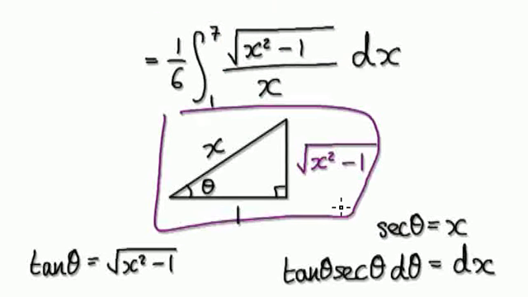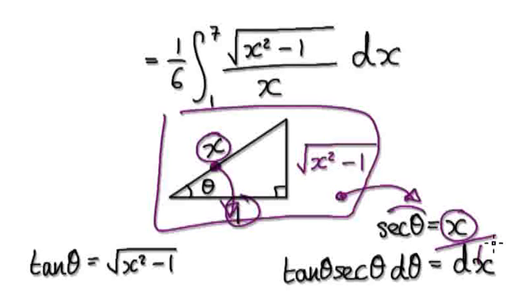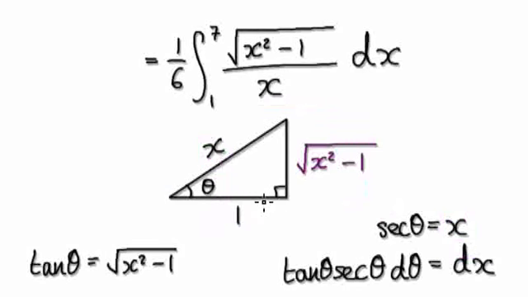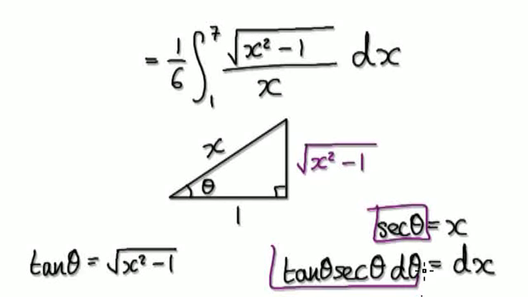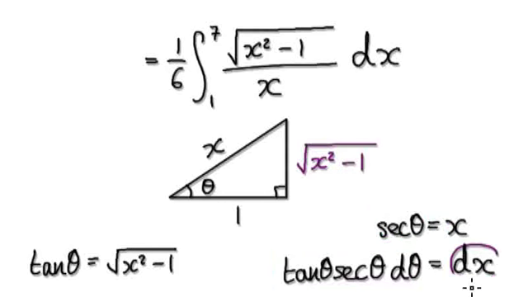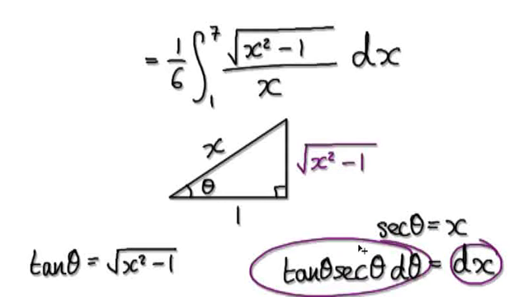Once you've got your right angle triangle, then you can obtain your x here. So secant theta will be hypotenuse divided by the adjacent, which happens to be x. So secant theta will be x, and then differentiate both sides. So this will then become this, and then this will become this. So we've got dx equals this whole thing here.